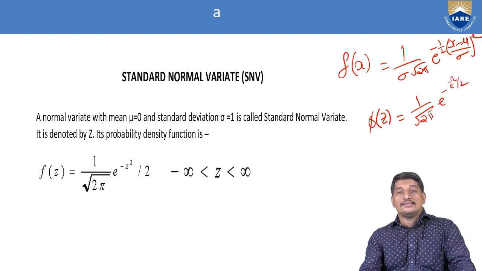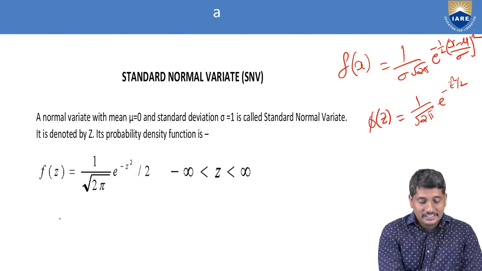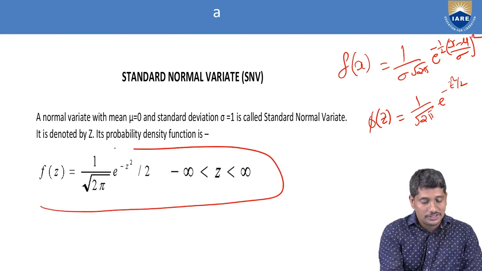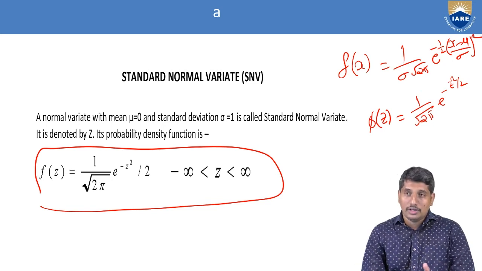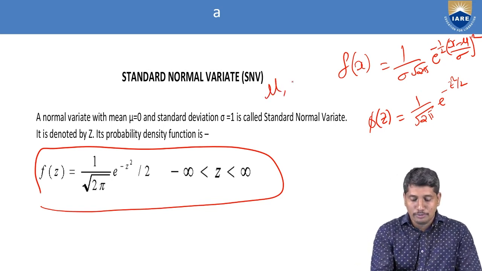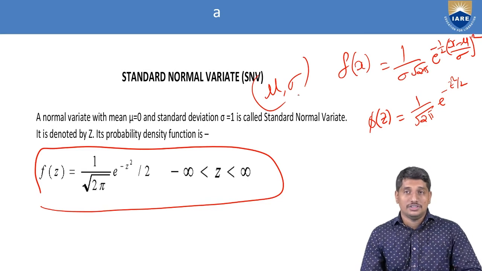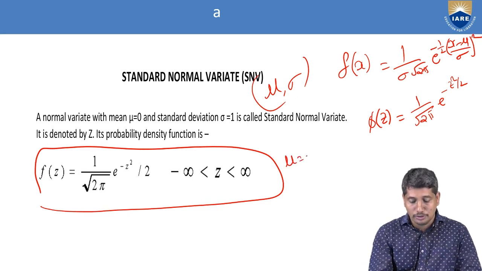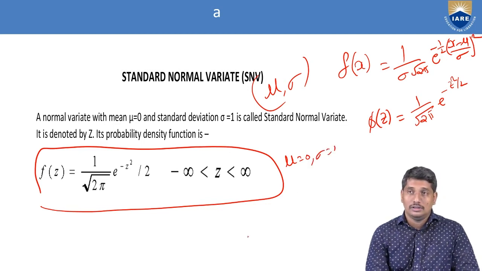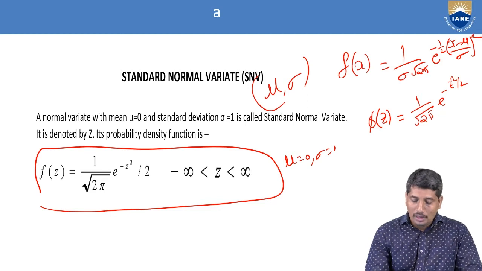Now, your doubt is, what is the need of having this special normal distribution? Why are we considering it? For each pair of mu and sigma, we will have a normal distribution. So, what is the specialty of this particular pair, mu equal to 0 and sigma equal to 1? Let us explain it in an easy way.